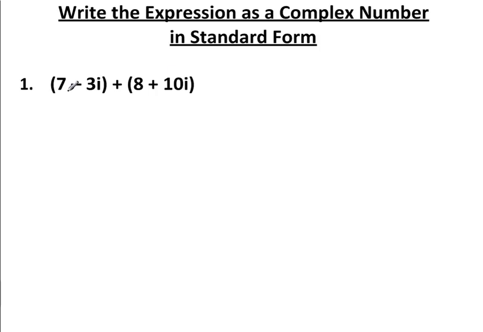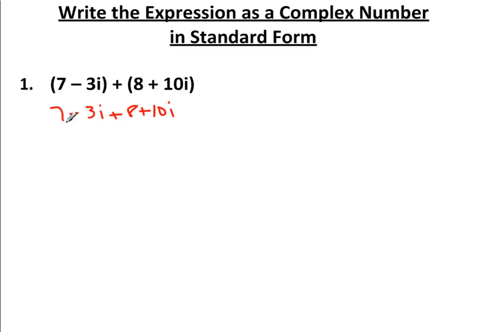So we're going to simplify 7 minus 3i plus 8 plus 10i. Now, look at the i's like they're x's, y's, a's, b's, just any other variable until the very end. I don't really need the parentheses here because I'm not distributing anything, so I'm going to rewrite it without parentheses. So now I'm going to combine like terms.